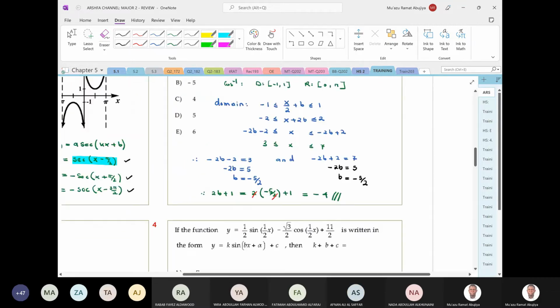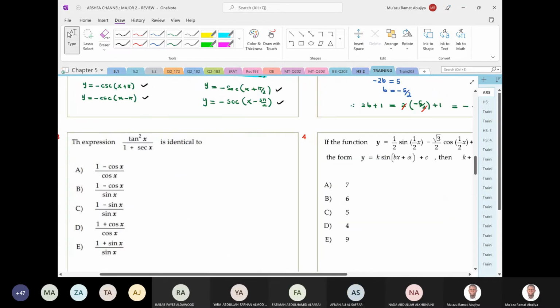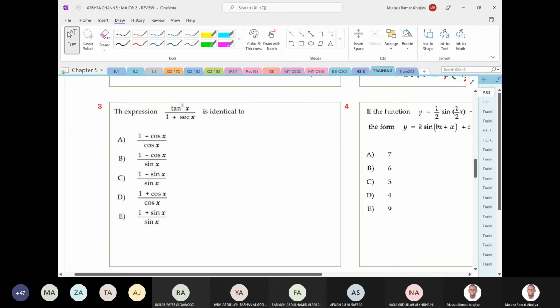Okay, then let's proceed if there is no question. Now let us look at this beautiful question. It says the expression is identical to what?